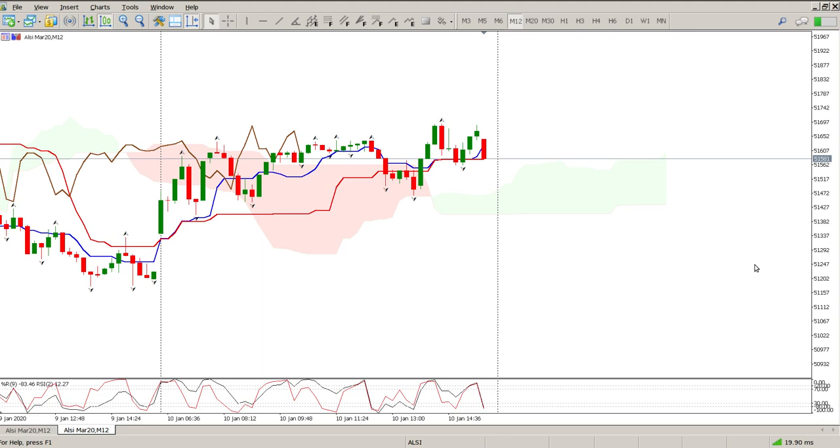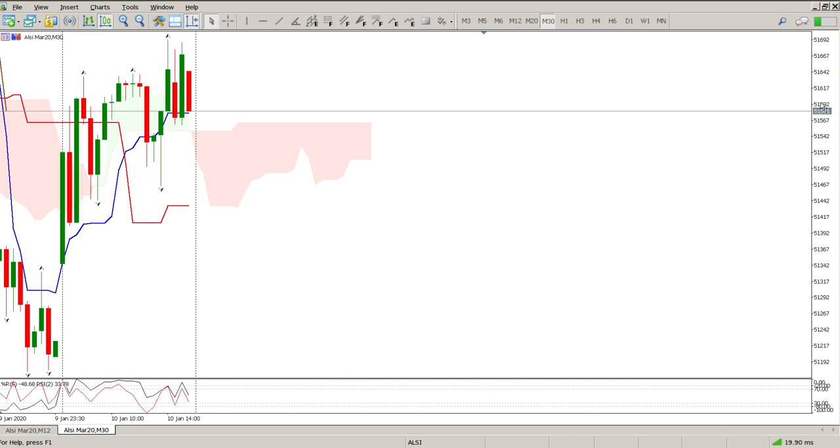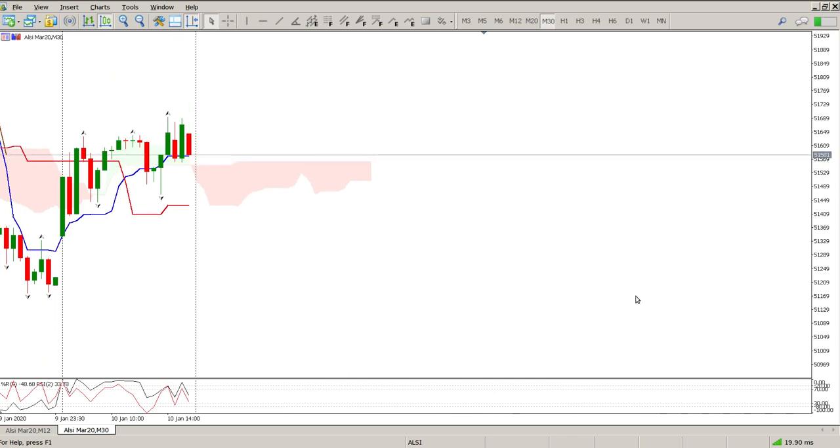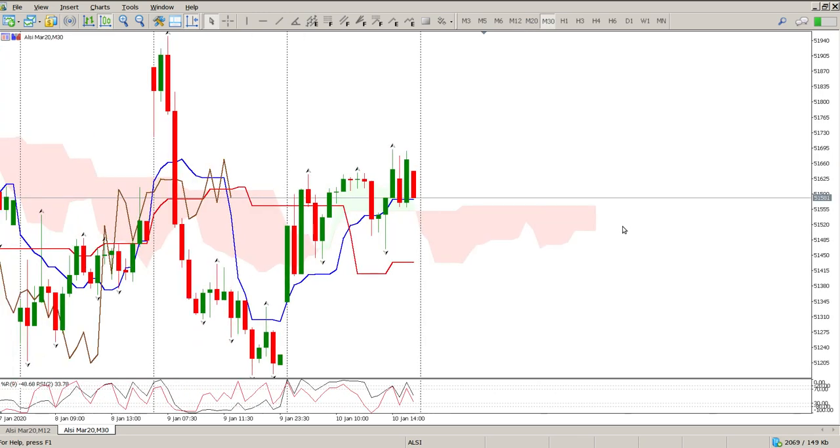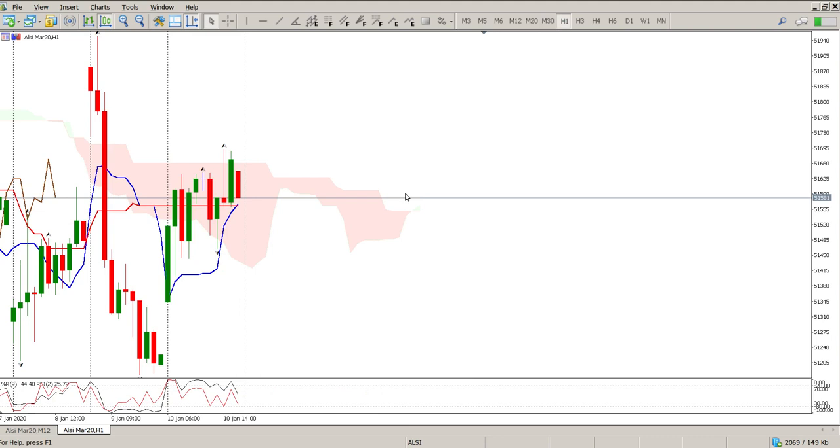So, yeah, not much to read into this. You've got a bearish signal there, not much there. Flat cloud, flat Kijun, nothing really happening there. On the half hour, flat Kijun, flat Tenkan-sen, flat cloud is red. So a lot of mixed signals there, no real direction.